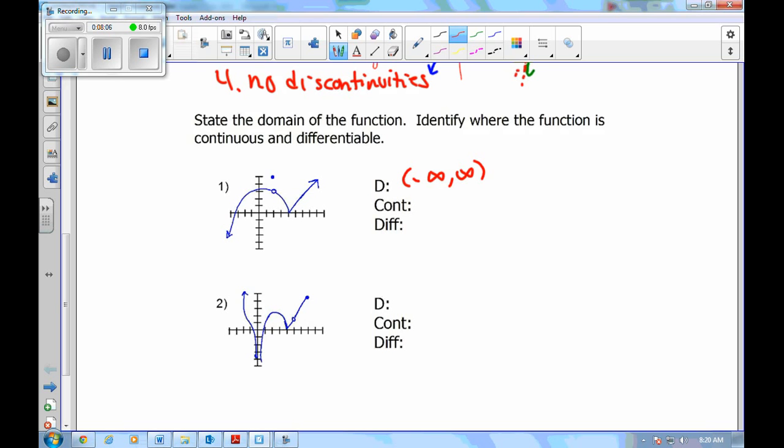The interval of continuity, though, is different. I go from negative infinity, and then I'm continuous until what x value?